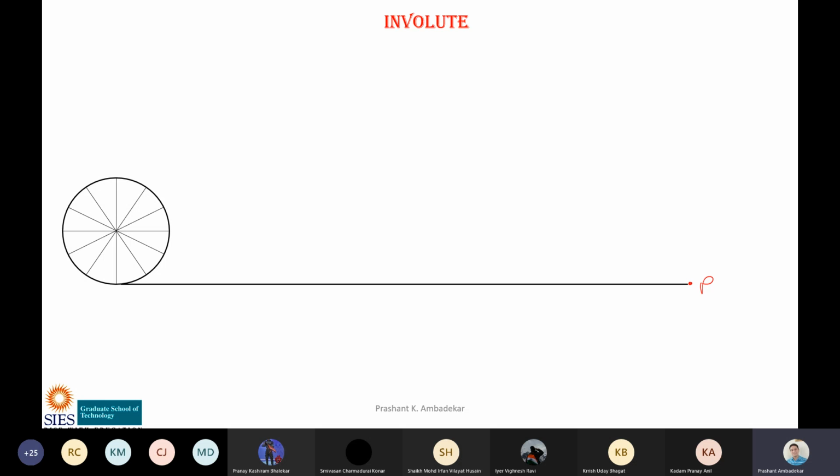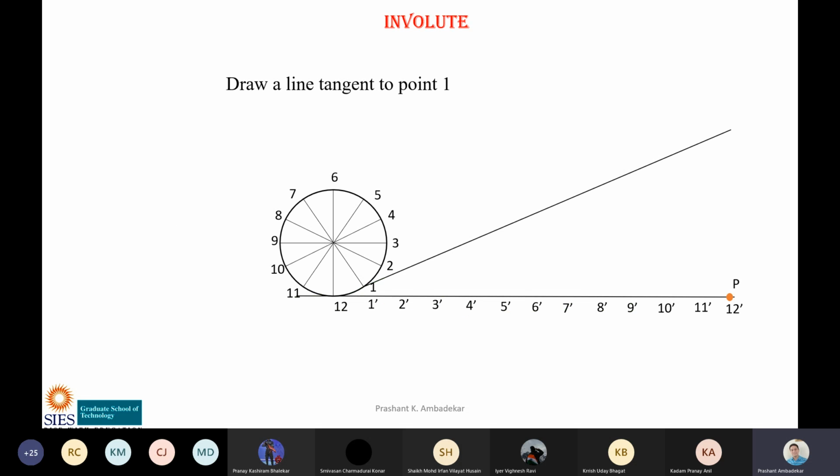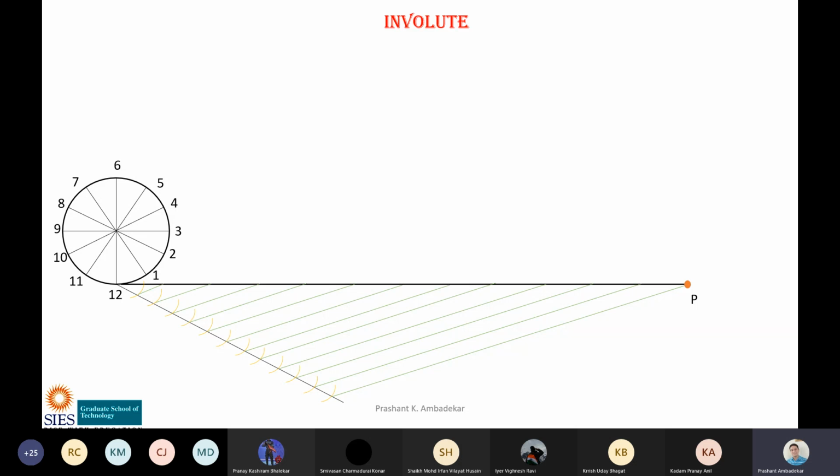Now, what will we do? We'll number the circle. 1, 2, 3, 4, 5, 6, 7, 8, 9, 10, 11, 12. Then we'll divide the line like this. All of you know how to divide the line. And we will number the line. So this point will be 1 dash, exactly as we did it in the cycloid sum. 6 dash, 7 dash, 8 dash, 9 dash, 10 dash, 11 dash, and 12 dash. Okay, so finally after a complete rotation, this circle will come here like this.